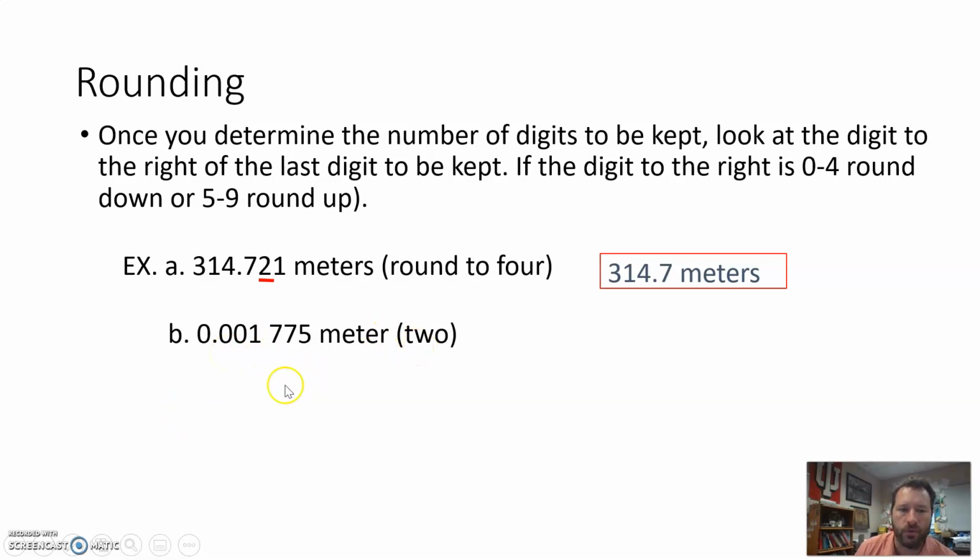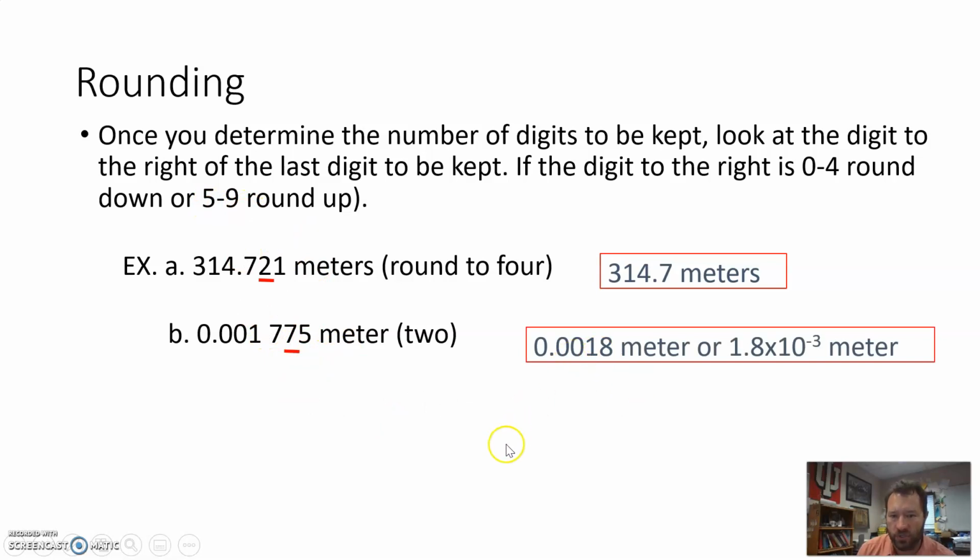0.001775 meters. We're supposed to round to 2 significant digits. All right, well, we've got some zeros here. They're leading zeros. Leading zeros never count. So they don't count. Our first significant digit here is the 1, followed by the 7, followed by the 7. We only want 2 digits, so we're going to stop here at the 7. We look at the number after it. It's between 5 and 9, so we're going to round up. We're going to say 0.0018. Or we know how to write it in scientific notation now, so you could write that as 1.8 times 10 to the negative third meters.